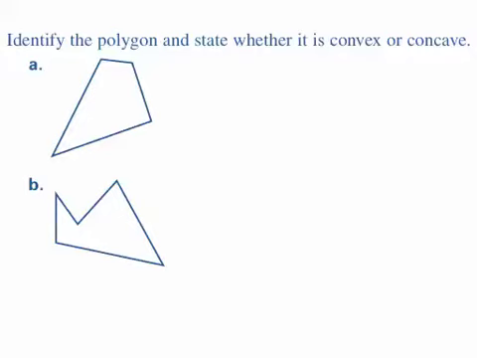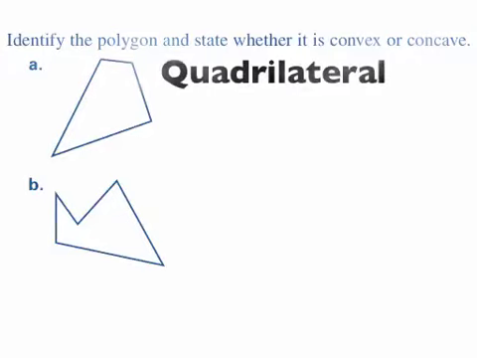It says state whether it's convex or concave. If you look at A, it has 4 sides, so it would be a quadrilateral. And if you look at all of those sides, if you extended them, they're all going to be on the exterior of the polygon. So A would be a quadrilateral, and it is convex. There's nothing that's cutting into the shape. If you extended all of the sides, then they would be on the exterior of your polygon.